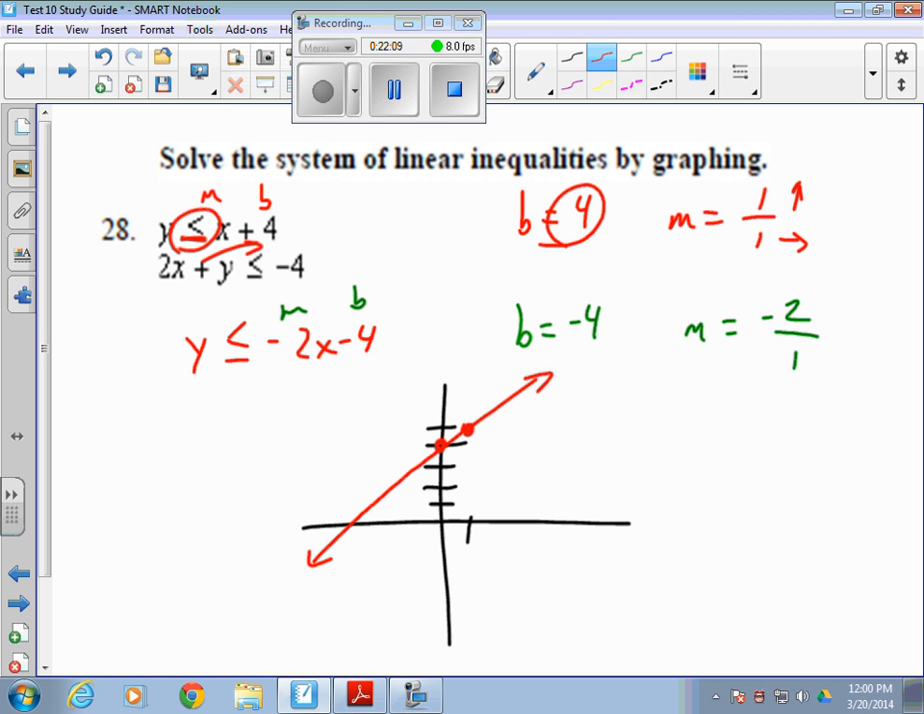The other part about inequalities, you have to shade one side or the other. Plug in 0, 0. 0 is less than or equal to 0 plus 4. Is 0 less than or equal to 4? Yep. So we're going to shade everything in that direction.